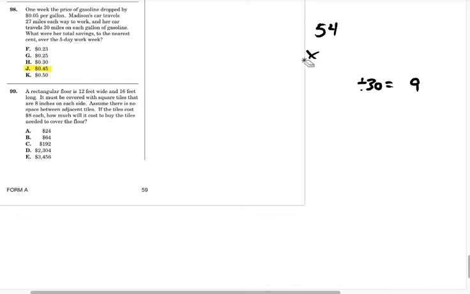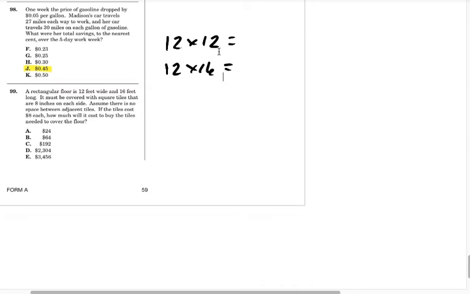All right. Let's see. Got a rectangular floor, 12 by 16. And then these tiles are 8 inches. The units aren't the same. So let's go ahead and change the units now. First, we're going to do 12 times 12 to change this side, and then 12 times 16 to change the other side. 12 times 12, I believe, is 144. And 12 times 16 is 192.